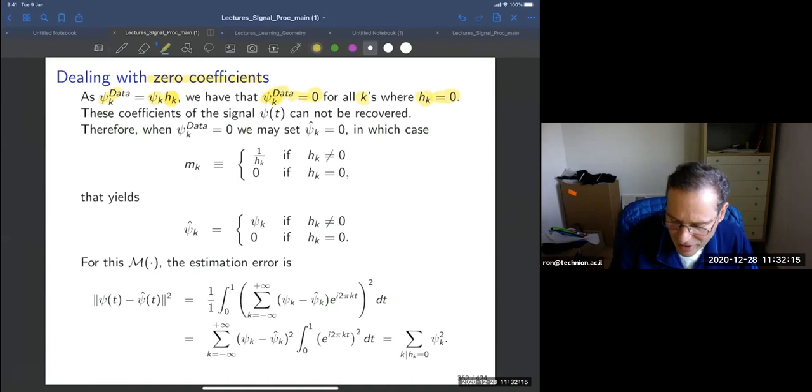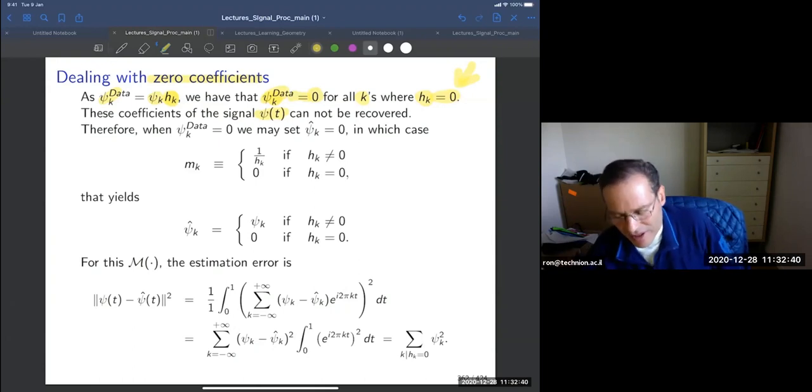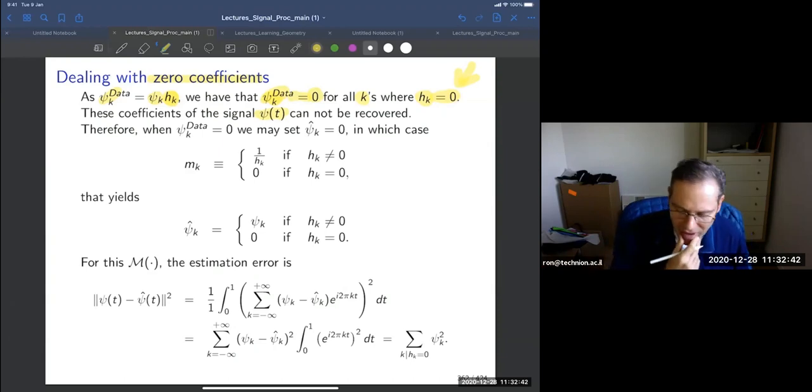Now, at these locations, for these frequencies, we cannot reconstruct psi of t. So for these frequencies, we cannot say anything about the input signal. So the default would be to say that the frequency of the input signal is equal to 0, okay? Would it be a perfect reconstruction? It would be a minimal energy reconstruction. Throwing away frequencies is in fact throwing away the energy at these locations in the frequency domain.